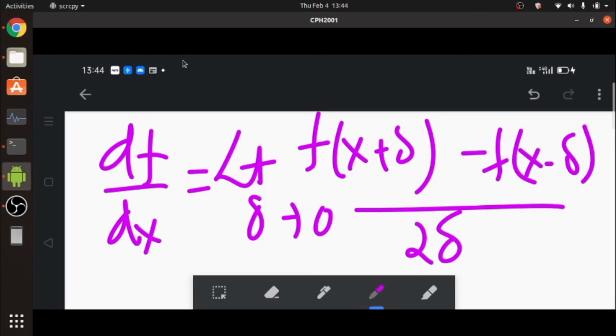So it's really simple, and in the next lecture we'll be implementing this formula in our code, and for this limit we'll just take delta very small and it will work very nicely. I'll show you the practical implementation in the code.